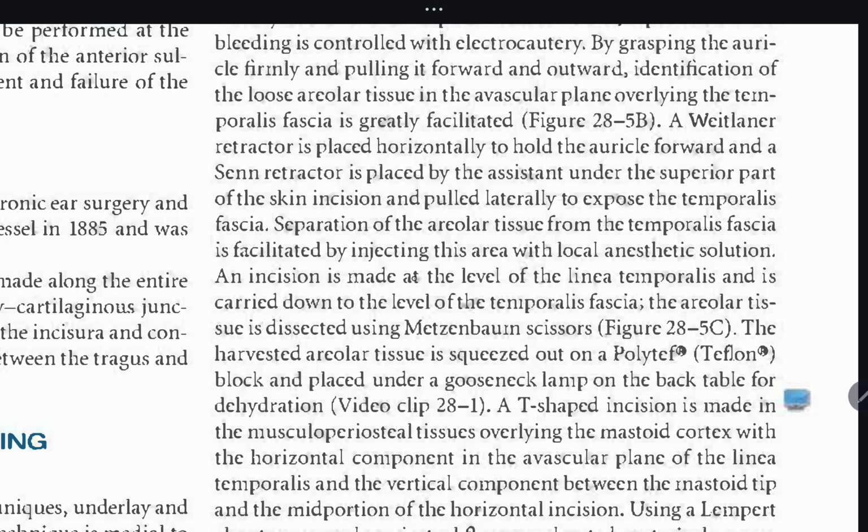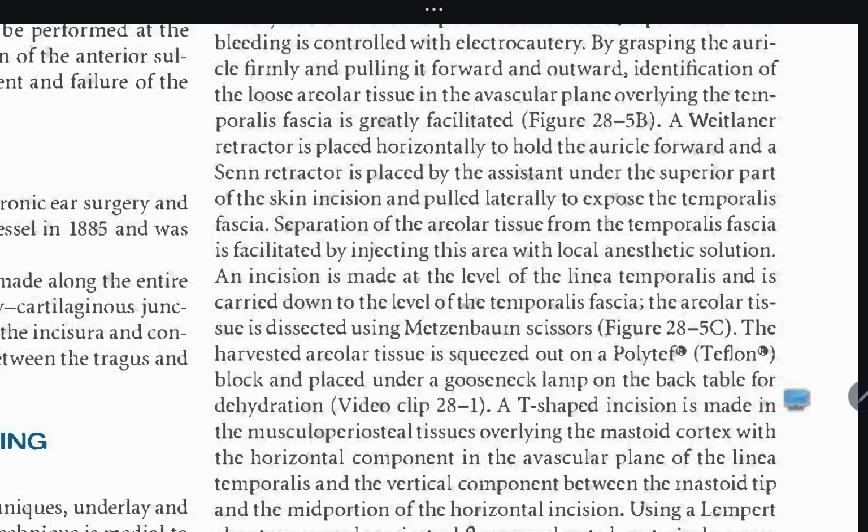An incision is made at the level of the linea temporalis and is carried down to the level of the temporalis fascia. The areolar tissue is dissected using Metzenbaum scissors. The harvested areolar tissue is squeezed out on a polytef Teflon block and placed under a gooseneck lamp on the back of the table for dehydration.